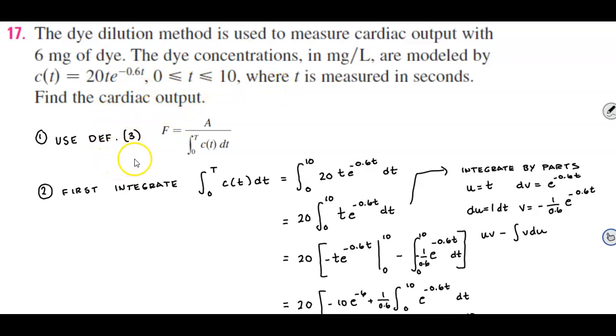So we're going to use definition 3 for the cardiac output, which is equal to the value of A divided by the integral from 0 to t of C(t) dt. Now before we actually solve this, we can take a look at the denominator and first integrate that function. We know that t is between 0 and 10, so our upper and lower limits are 0 and 10. And then we're going to use the function 20te^(-0.6t) dt.